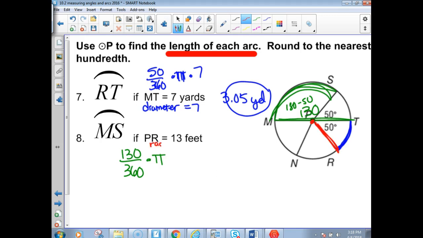PR is a radius, not a diameter. Since PR is 13, what is the diameter? Guys, 2 times 13, you have to have 26 for the number you put in here. If you put in 13, you got it wrong. It's got to be the diameter, unless you did the 2 pi r part. I'm just wanting you to find the diameter and plug it in.